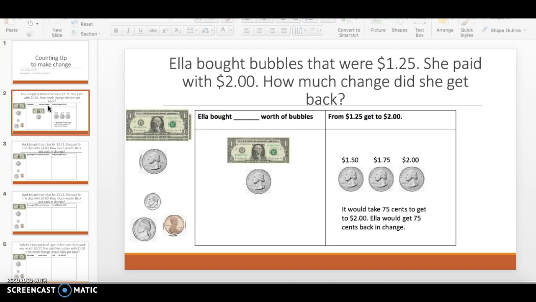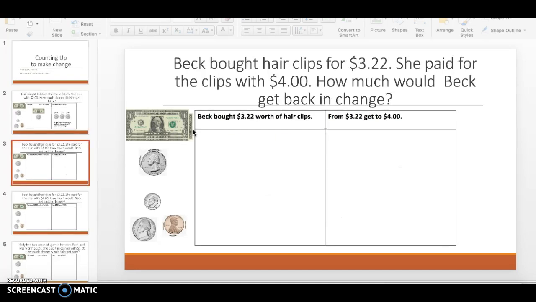As you can see here, I use this to help me when explaining to them how to go through it and how to count up to get the amount of change that you would get back. So then the next one we do together. They do have manipulatives, play money that they use, as well as whiteboards, and we go through this one together, and we count up to make the change.